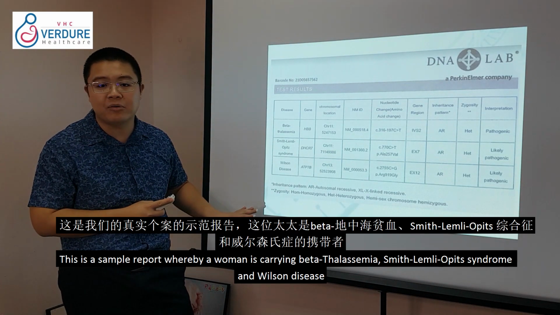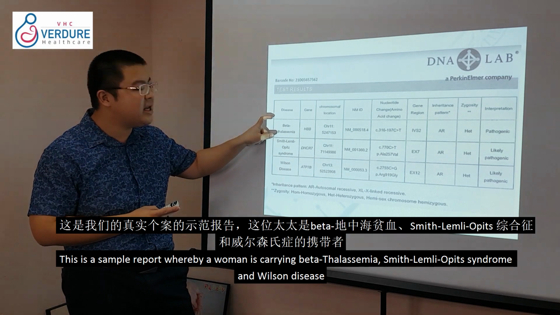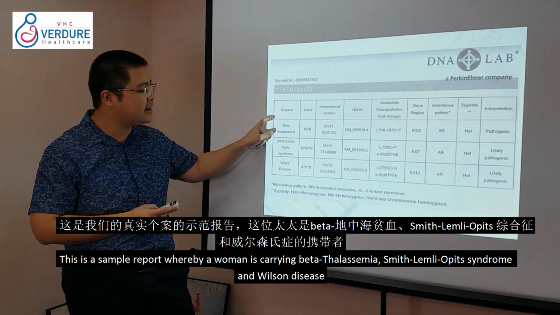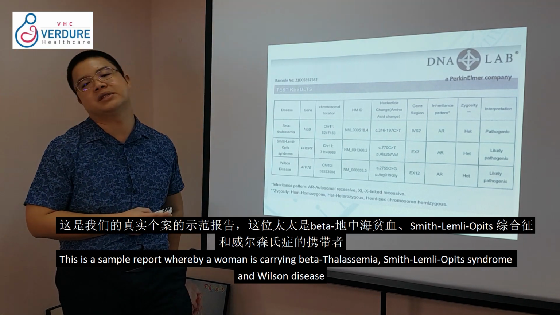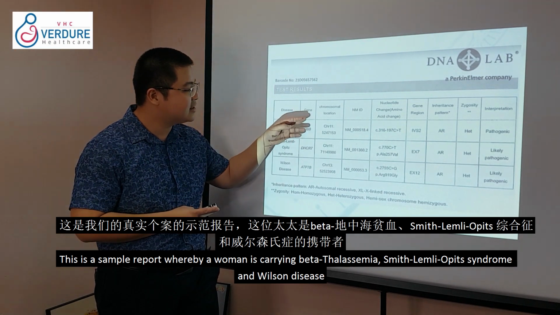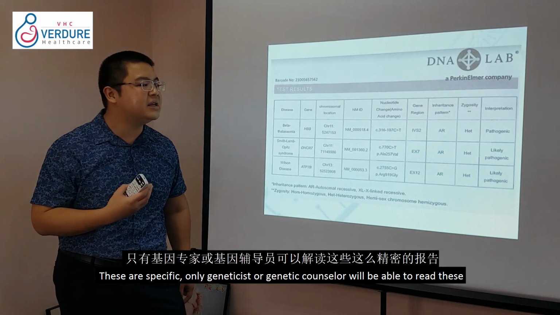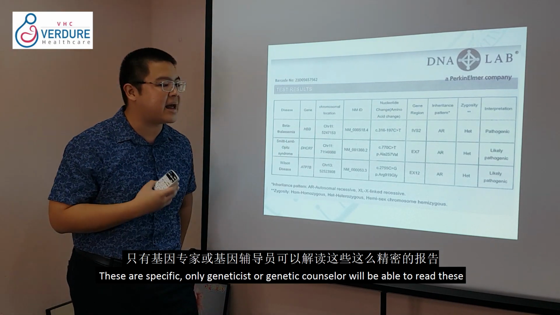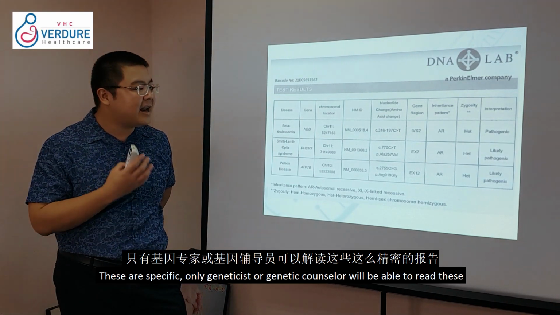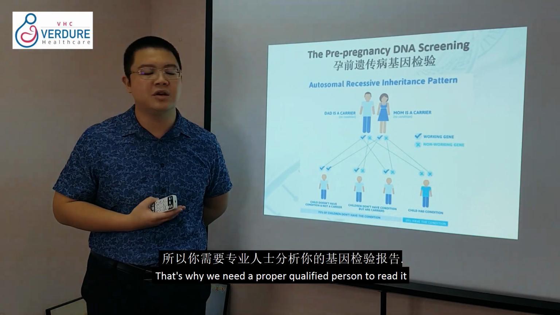Right, so here's the sample report. This is actually from one of our clients who was carrying beta thalassemia, Smith-Lemli-Opitz syndrome, and Wilson disease. As you can see, these are very specific kinds of information that only geneticists or genetic counselors will be able to read and understand. So that is why we need a properly qualified person to do this.